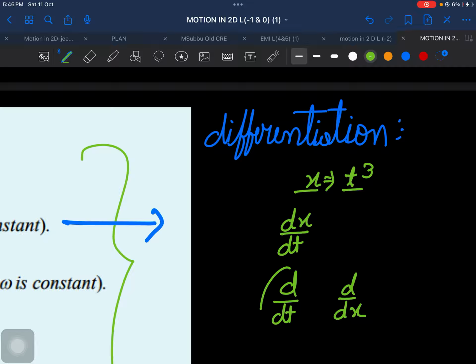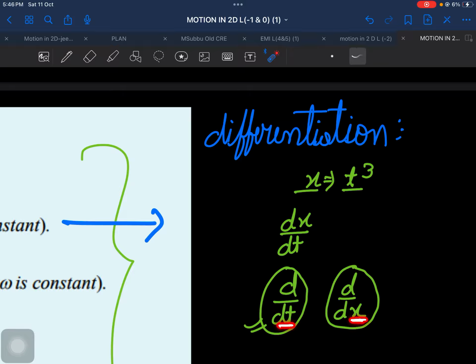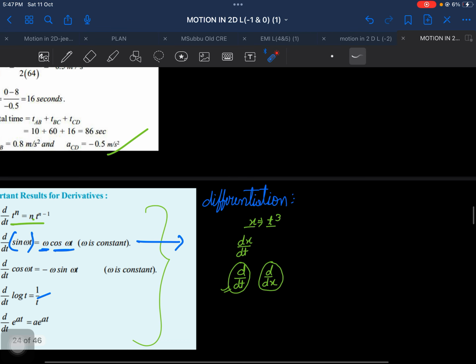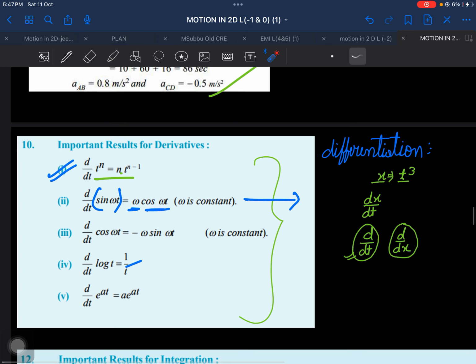So you have to differentiate with respect to time, with respect to x, with respect to t. What you have to differentiate will be here. You have to differentiate x, or some other function f, right? Clear? So there are some basic formulas of differentiation. Let me tell you this.